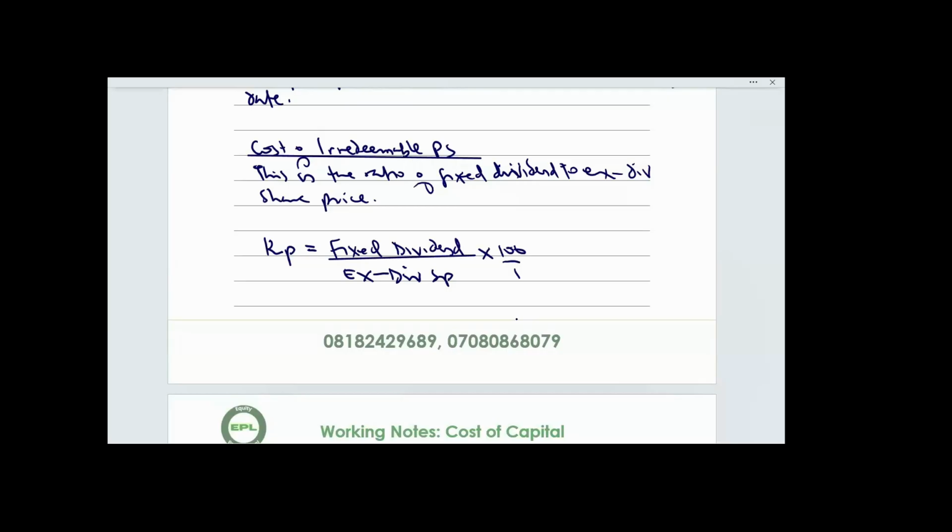All those concepts of cum-div, ex-div share price still apply under preference share. Where you are given cum-div share price, you need to convert it to ex-div share price. However, when you are calculating cost of irredeemable preference share, there is nothing like growth because the dividend is fixed. There's no growth in dividend payments. So let's look for an example to demonstrate this.